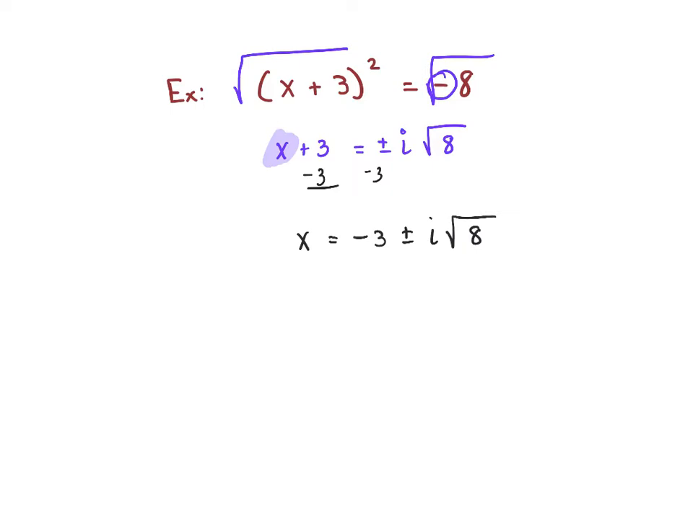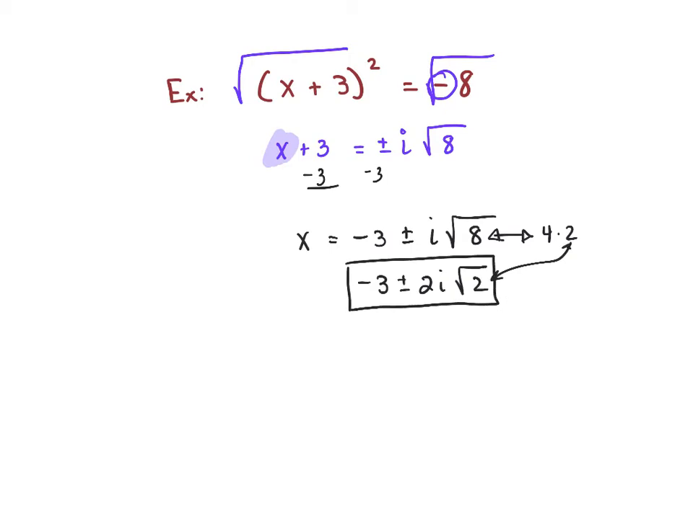Now that's a pretty darn good answer right there, but 8 does break down. 8 can be factored as 4 times 2, and I can square root 4. So we'll square root that 4, put the 2 outside, and leave that other 2 inside. And that is a perfect answer, a very complex answer. In fact, it is a true complex number in that it has a real part, the negative 3, then plus this imaginary part, 2i root 2, and negative 3, then minus the imaginary part, 2i root 2.